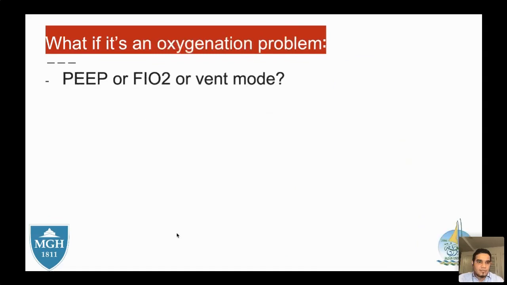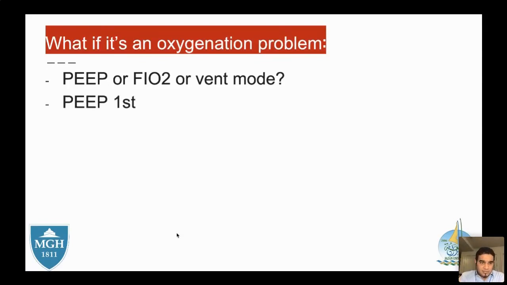All right, so we talked about a pressure problem. We talked about a ventilatory problem. When we're talking about the pressure, especially in tidal volume adjustment and permissive hypercapnia, what if you have a problem in your oxygenation? Is the problem PEEP? Is it FiO2? Is it ventilation mode? Well, the first thing you can do is adjust the PEEP.